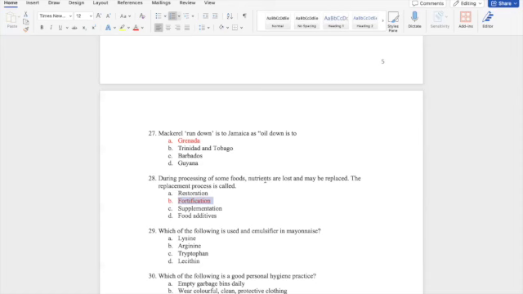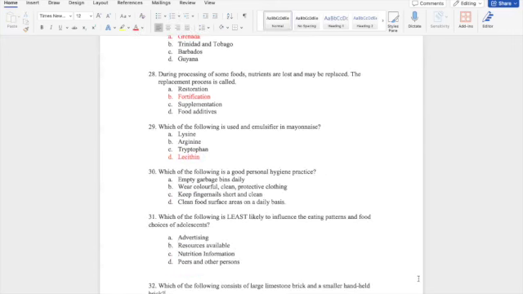Which of the following is used for emulsifier in mayonnaise? So this would be the emulsifier. What will be the answer? Talking about the mayonnaise and the oil, yeah?